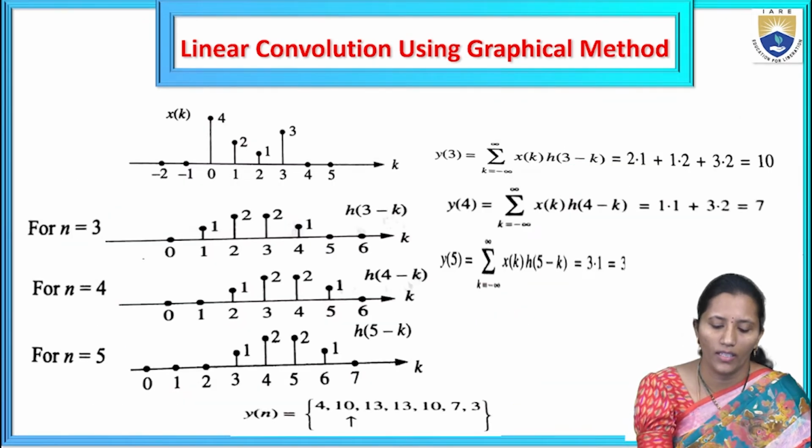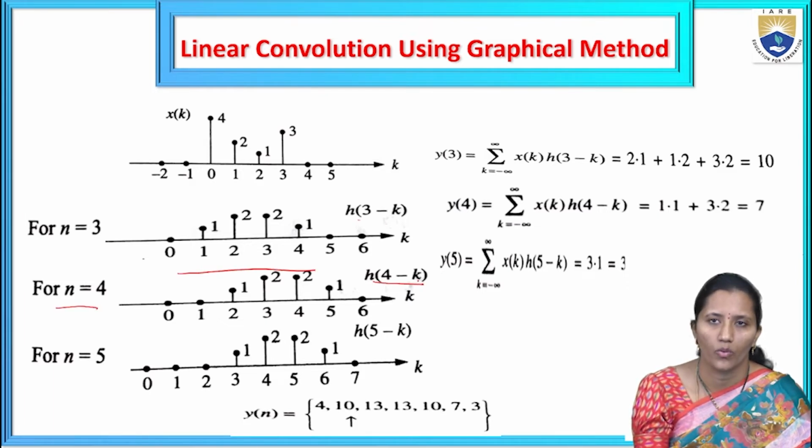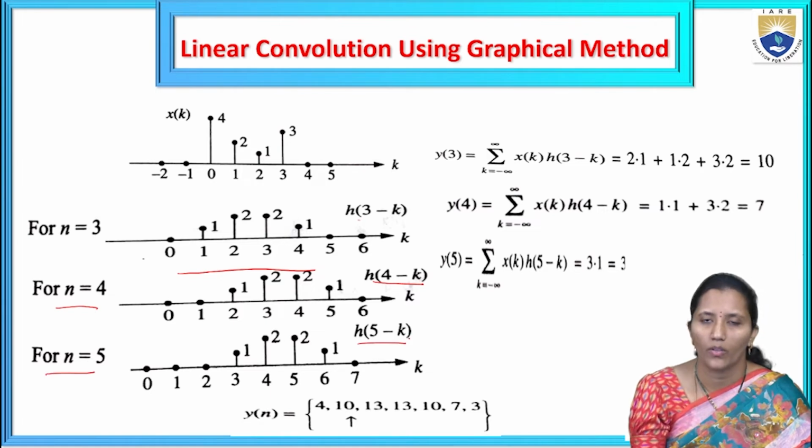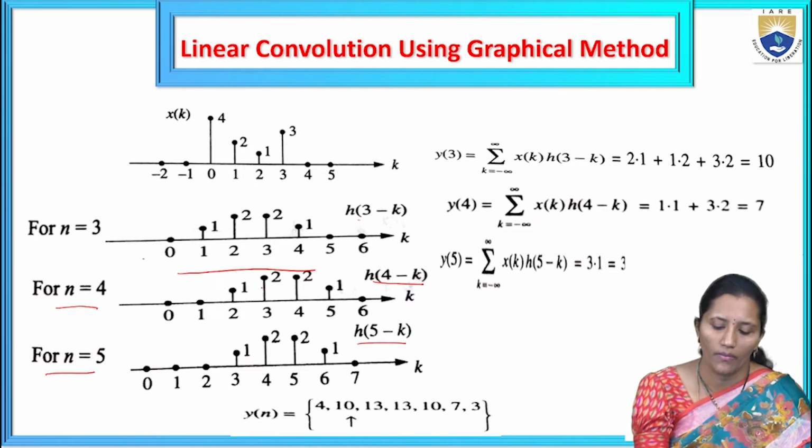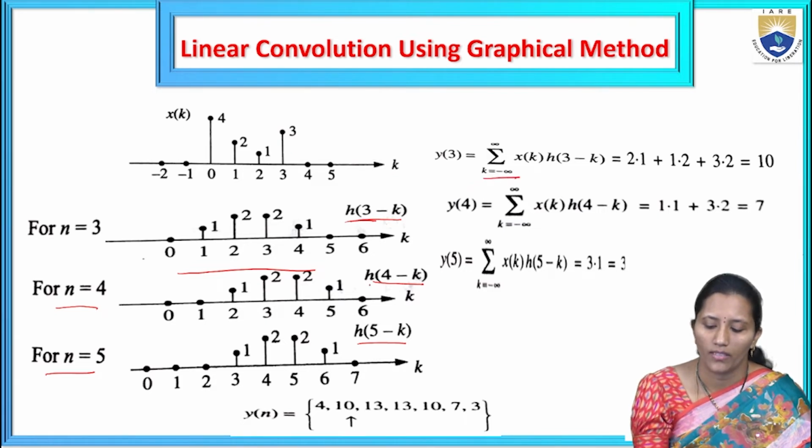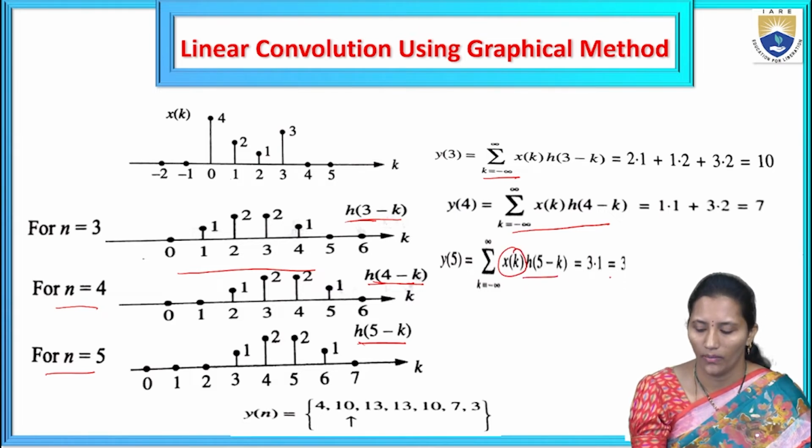For n is equal to 3, we have to represent h of 3 minus k. For n is equal to 4, we have to represent h of 4 minus k. For n is equal to 5, we have to represent h of 5 minus k. Every sequence h of 3 minus k will be multiplied by x of k and the products will be added, then you will get y of 3. If h of 4 minus k is multiplied by x of k and the products are added, then you will get y of 4. If h of 5 minus k is multiplied with x of k and the products are added, then you will get y of 5.